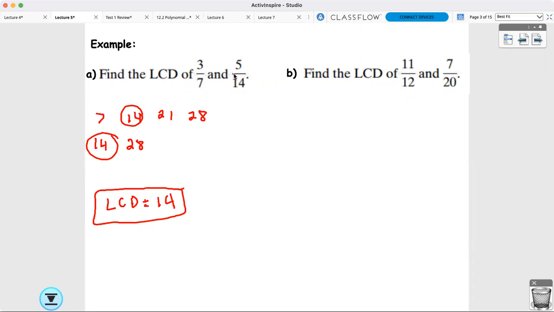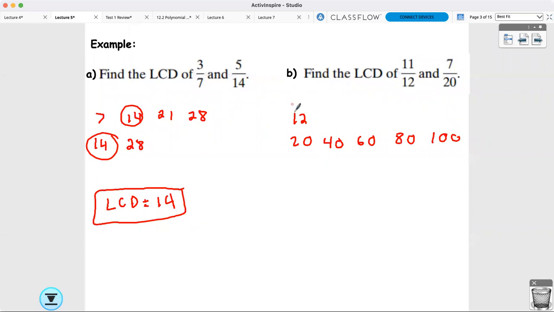All right, B, finding the LCD of 11/12 and 7/20. So we're going to use 12 and 20. Let's do the 20s first. So 20, 40, 60, 80. I think that should be enough. You can even do 100. It doesn't matter how many you do, right? But remember, to do mathematics is to make your life easier, not harder, okay?